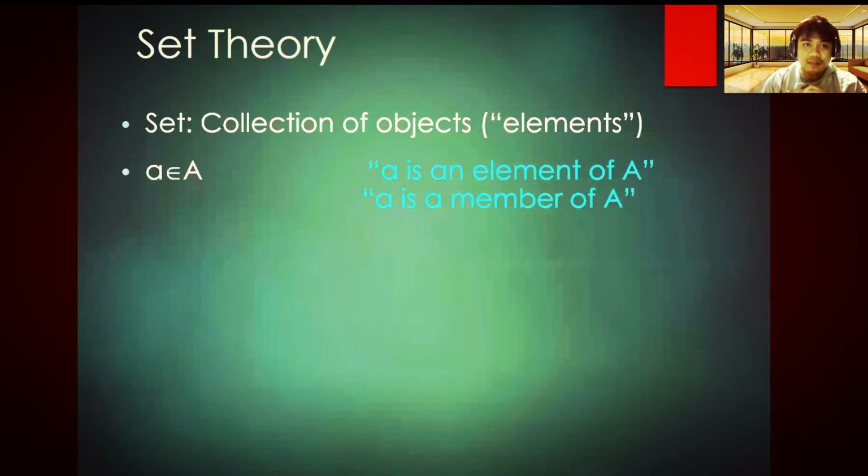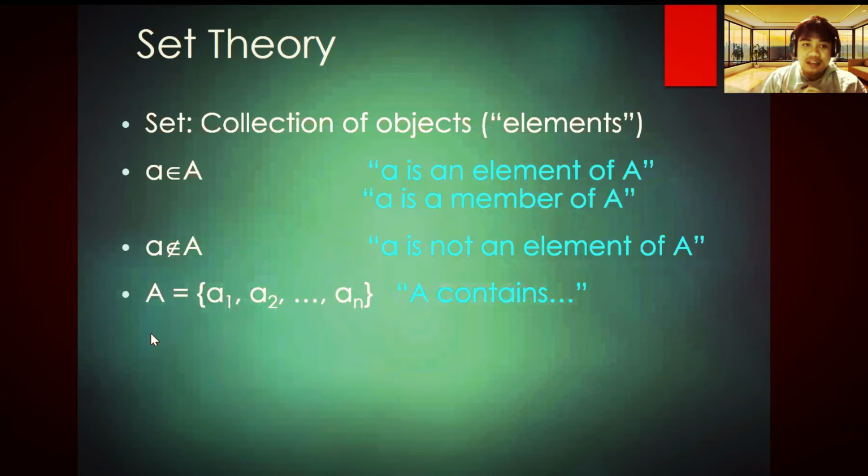And for us to indicate that a particular element is an element of a set, we use this small Greek letter epsilon. You can read this as a is an element of A, or a is a member of A. And to denote that a particular object is not a member of a particular set, you can use this small Greek letter epsilon with a slash. You can read this as a is not an element of A.